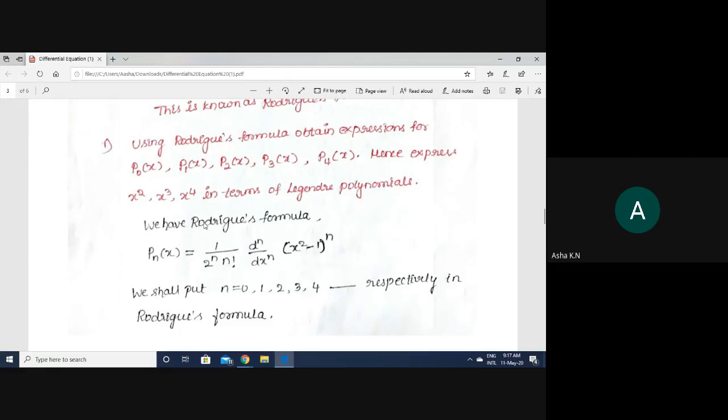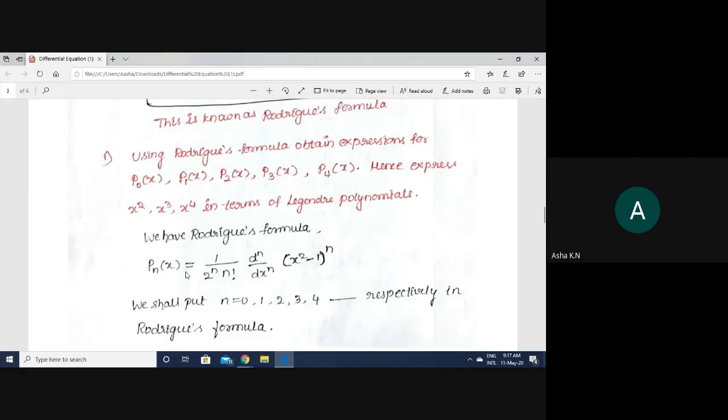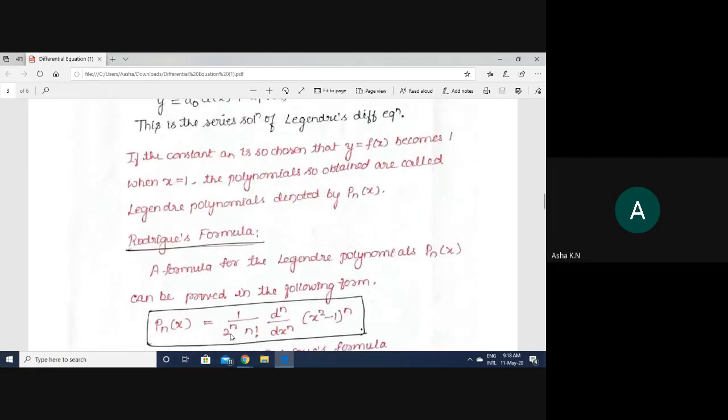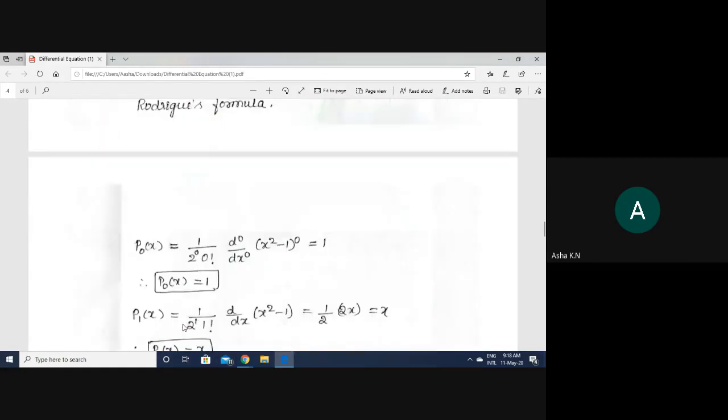Okay, so we will start with Rodrigue's formula. What is Rodrigue's formula? It is Pn of x is equal to 1 by 2 power n into n factorial, d power n by dx power n of x square minus 1 whole power n. Okay, this is the Rodrigue's formula which we have seen here just now, in the box. The same formula I have written.